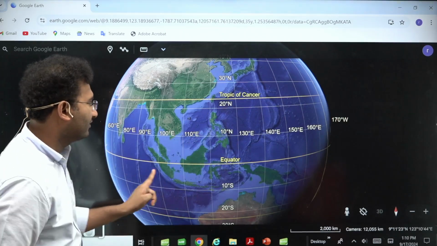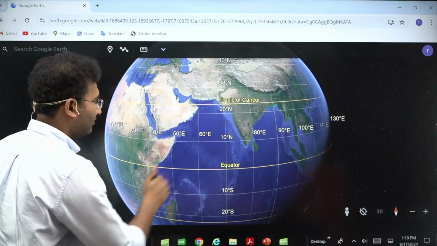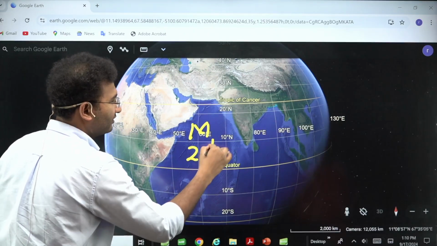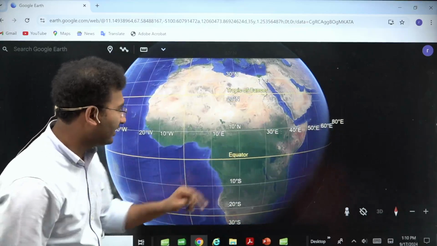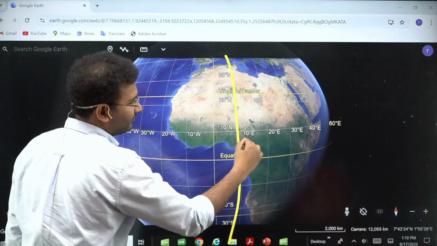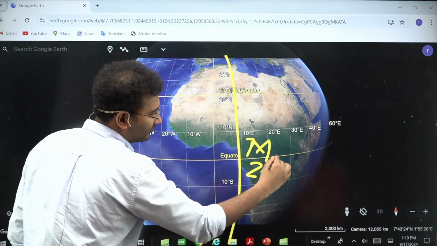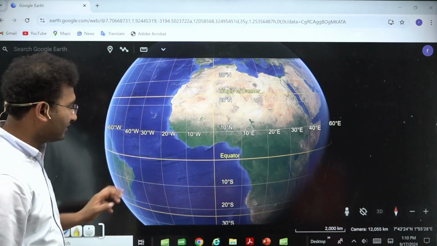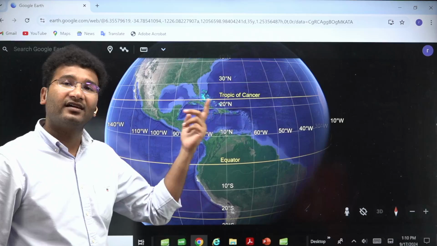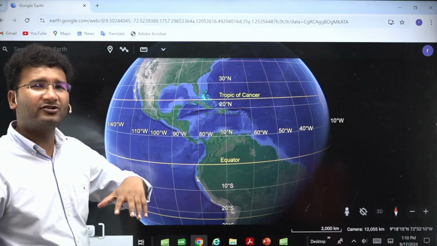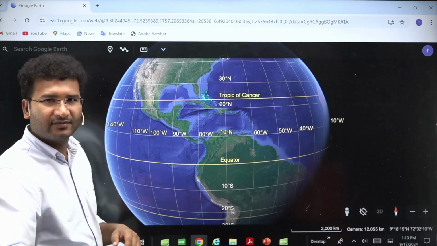After some time the earth rotates. Now this is Monday 20th. That means these places on the longitude, likewise, it is moving ahead. So here this particular place, Monday 20th. Right? Now which country is going to see the day very last?